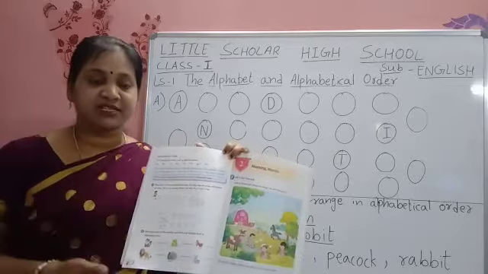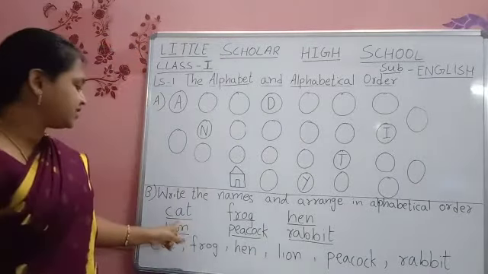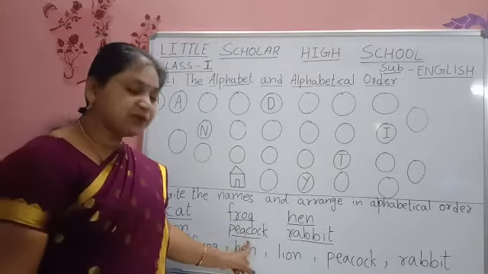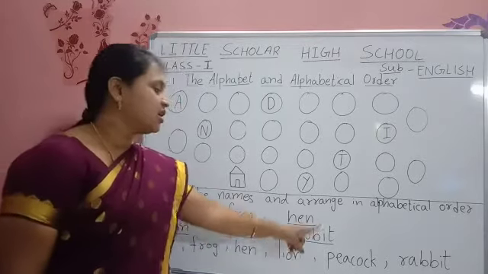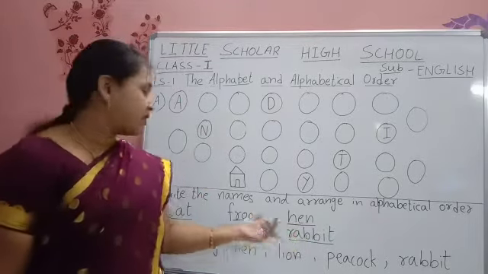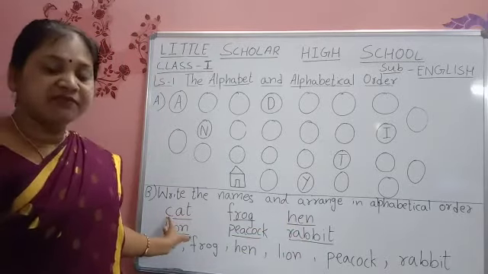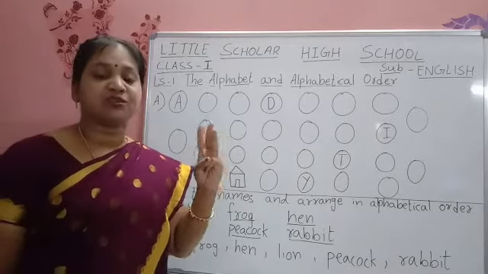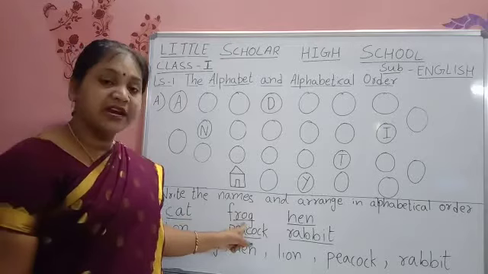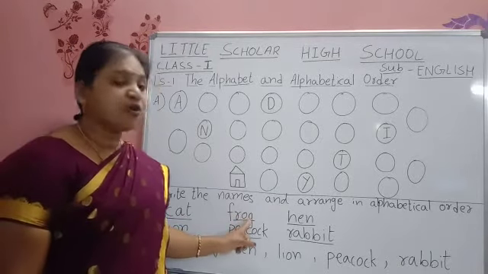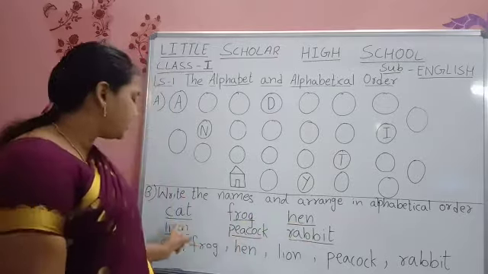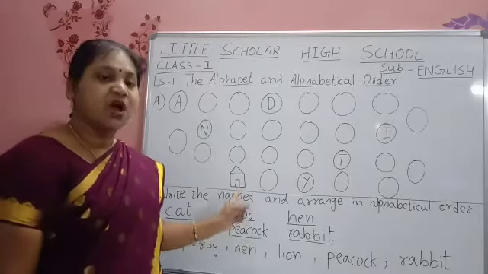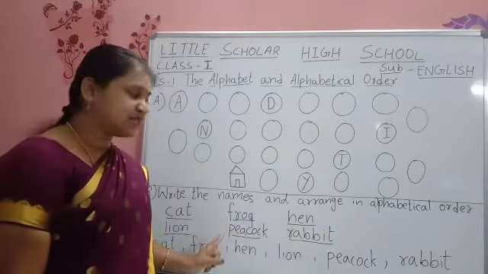Now tell me, what are words? These are words, children, like C-A-T, cat, F-R-O-G, frog, H-E-N, hen, L-I-O-N, lion, P-E-A-C-O-C-K, peacock, R-A-B-B-I-T, rabbit. So these all are words. See how many letters we used here to make a word? C-A-T, cat. 1, 2, 3. We use 3 letters to make a word. Here how many letters did we use? 1, 2, 3, 4. 4 letters. All these letters you can see in the alphabet. Yes, C is there in the alphabet, A is there, T is there, F, R, O, G.